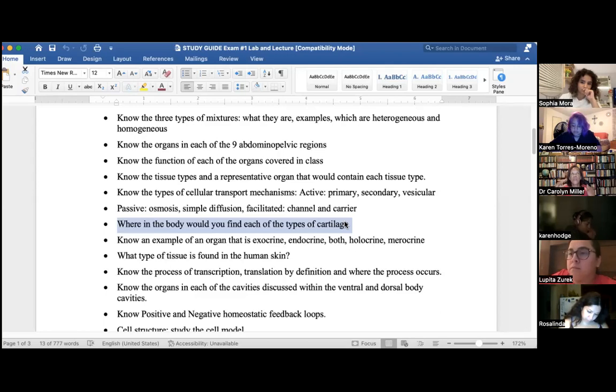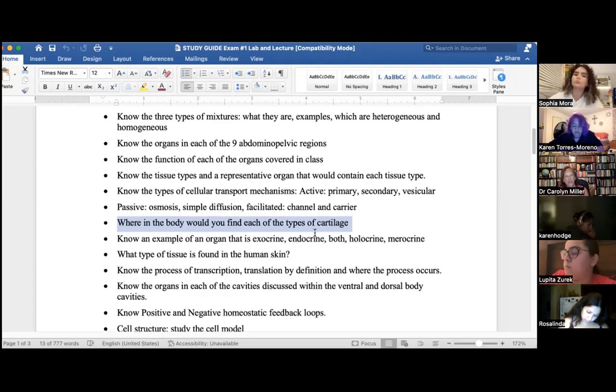Then we have elastic cartilage in the earlobes and in the epiglottis. And then we have fibrocartilage. It's between the vertebrae, in the knee, where the femur sits on top of the tibia, and it's in the pelvic bone, the pubic symphysis. It's in the pelvic bone connecting our 2 pelvises together. So fibrocartilage, elastic cartilage, and hyaline cartilage, 3 types of cartilage.